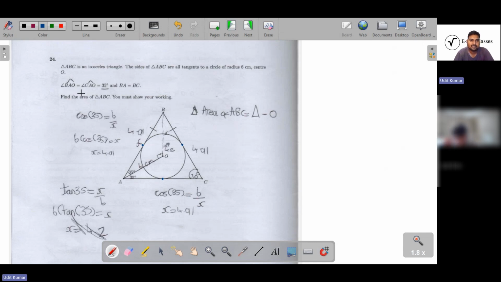Now, what other things are given? Angle BAO and angle CAO are 35 degrees. And it is also given that BA is equal to BC, which means it's an isosceles triangle. And you have to find the area of triangle ABC.